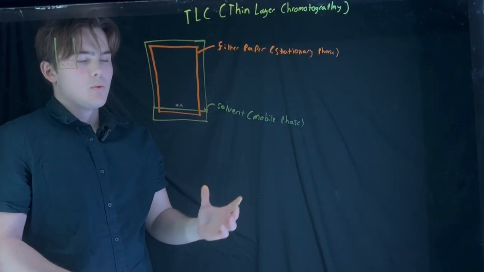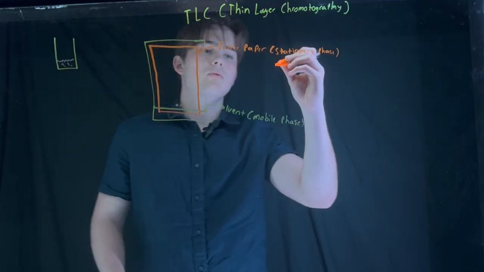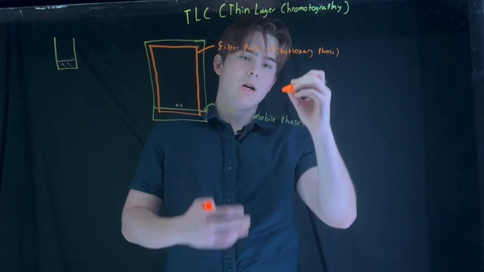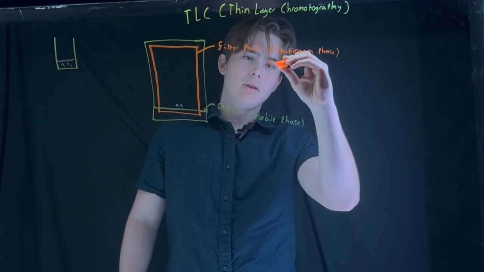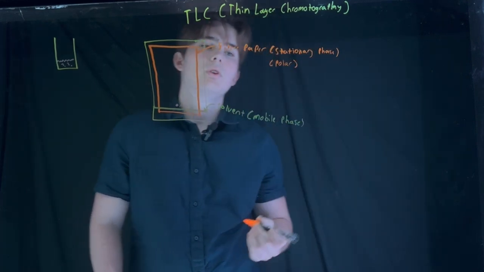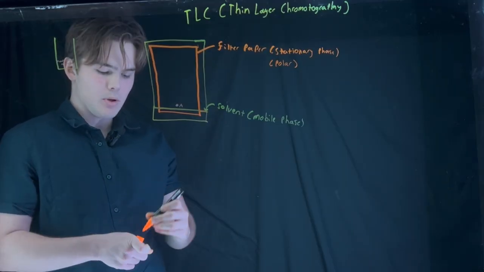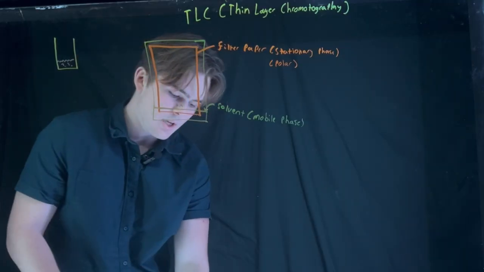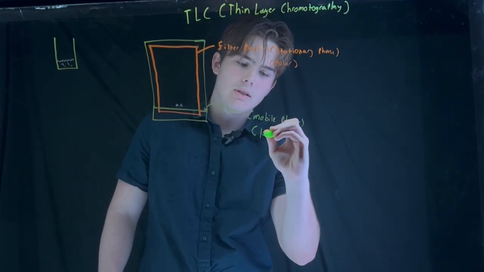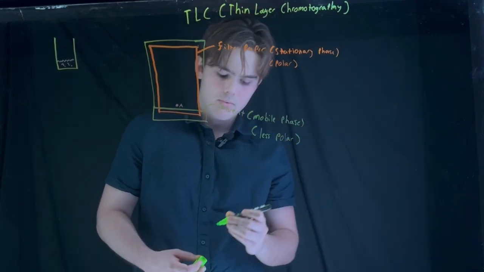The filter paper is going to be highly polar, so it's going to have a high charge associated with it. And the solvent down the bottom here is going to be less polar. It still can have a charge, but it's just going to have a lower charge. So it's going to be less polar or less charged.